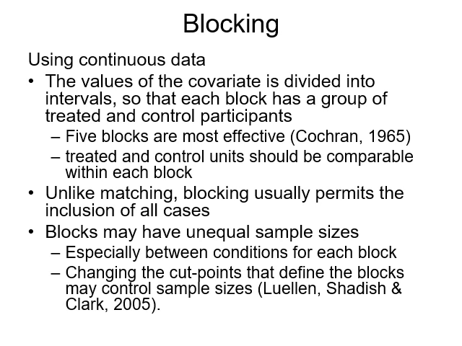Blocks can have unequal sample size, especially between each condition for the blocks. Changing the cut points that define the blocks may control sample size. So for example, you may decide to just simply break up your sample based on pre-existing numbers. Let's say you're using GPA. You might decide to do D's, C's, B's, and A's. Well, you find that there's very few people in the D's, but at least they're relatively equal across your other conditions. That would still be fine.